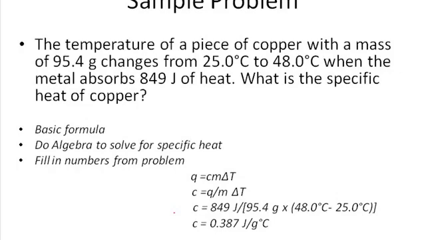Okay? So if you follow these 3 steps, you give the basic formula, you do the algebra to solve for whatever variable it asks you for. In this case, it's specific heat, so we know we're going to be solving for C. And then you fill in the numbers accordingly and solve the problem. You're going to be fine.